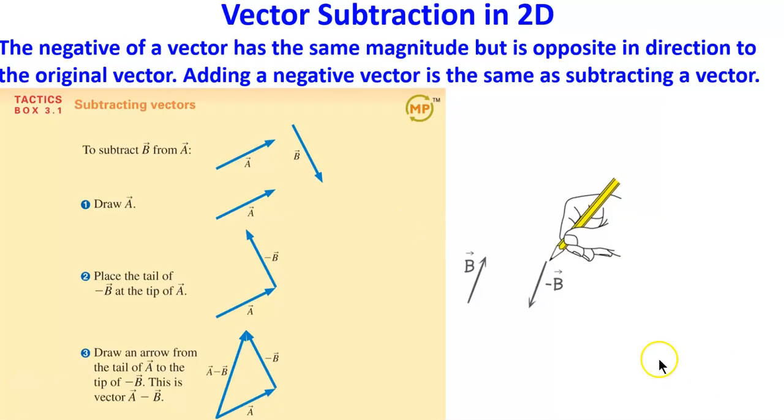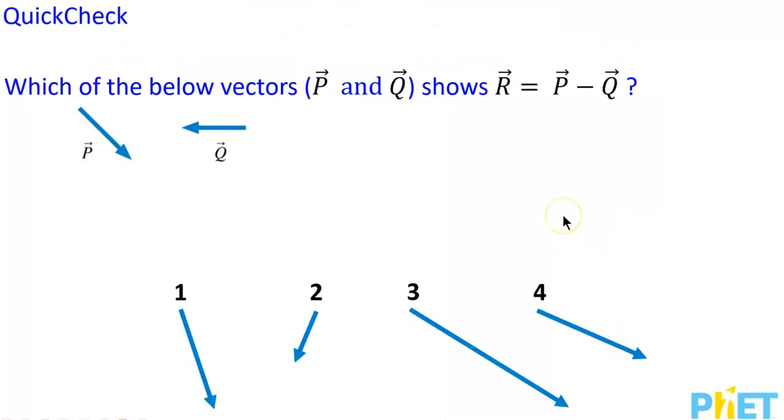So let's try this out with another problem. Same vectors, P and Q, and you have to get R vector. However, R is equal to P minus Q. So what you're supposed to do is reverse that Q vector and then add it to the P vector. In this case, which one of these choices will reflect P minus Q? 1, 2, 3, or 4. Try it out. Draw those 2 vectors, reverse the Q vector, and then add them together and try it on your own. Pause the video now.